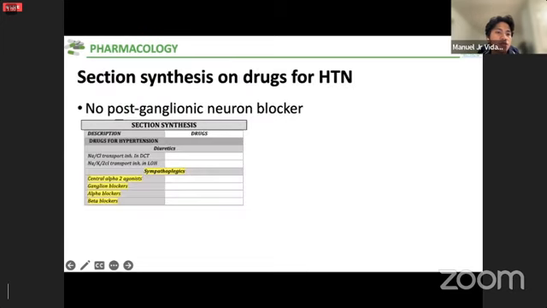For the section synthesis on drugs for hypertension, there were two rows saying that one would be a ganglion blocker and the next one would be a post-neuron ganglion blocker. Anatomically, we don't have a post-ganglion site in the neuromuscular site because that would refer to either muscarinic or nicotinic receptors already. So please just disregard the postganglionic neuron blocker row.